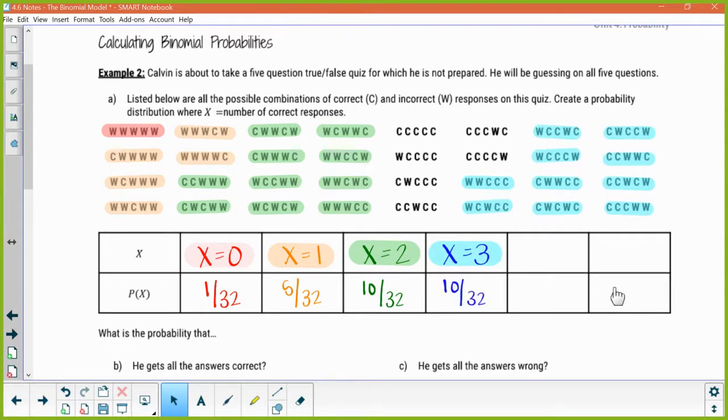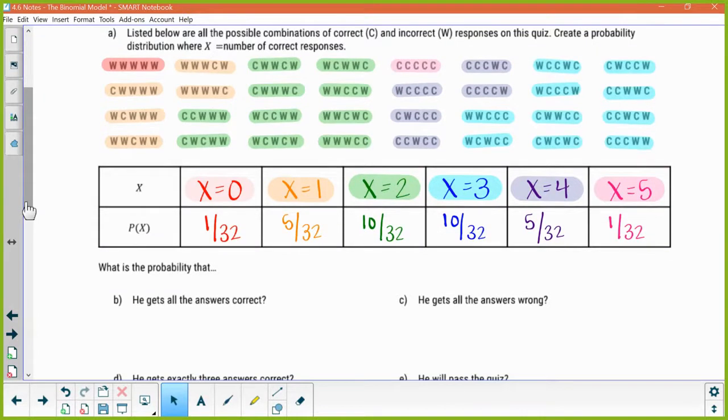And this starts to look the same on the other side. Possibility he could get 4 would give me another 5 out of 32. And the possibility that he gets them all correct, all 5, is 1 out of 32. And again, time consuming because you would have to go through every single outcome and put it in a different category. But the nice thing about putting the work into the table is once it's done, it makes the probabilities a lot easier to just look at and find. So we have our probability distribution.